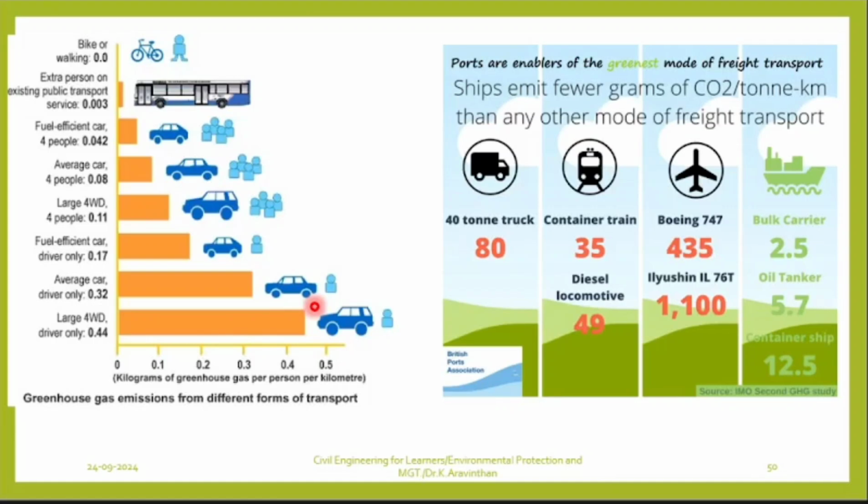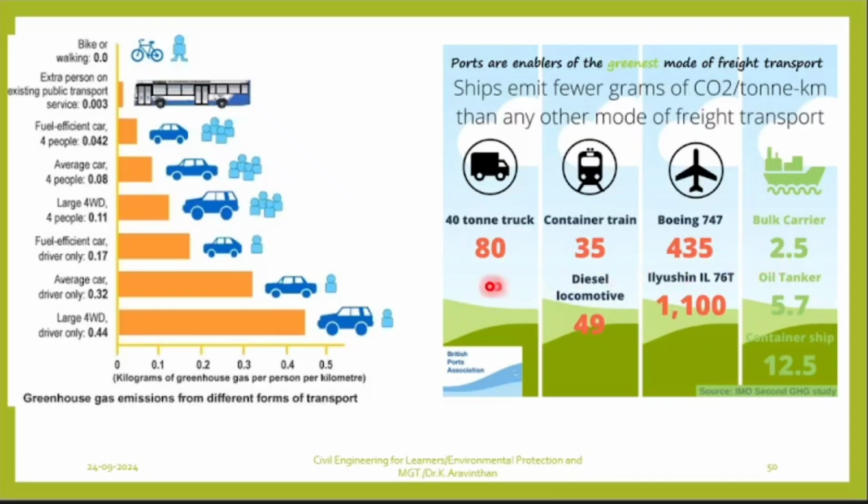Check there. What is this? These are trucks. How much CO2 per ton kilometer? This is 80 grams of CO2 per ton kilometer. What is the consumption of a ship? 2.5 grams of CO2 is exhausted when traveling a single kilometer.